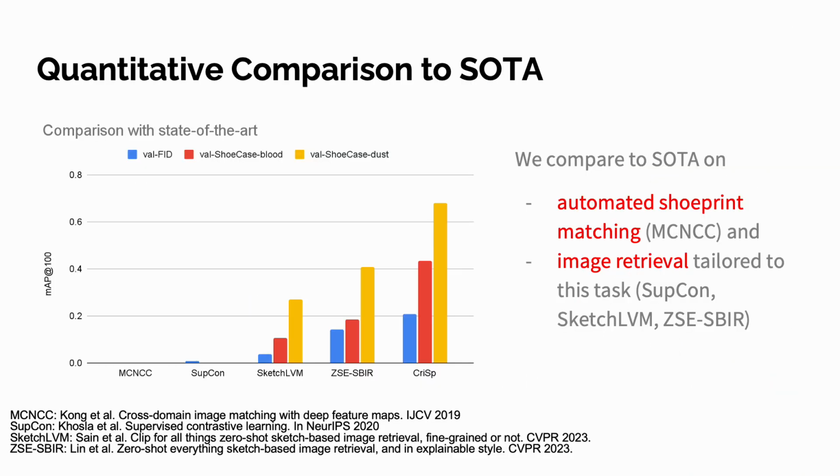We compare CriSp to state-of-the-art methods on automated shoeprint matching and on image retrieval methods tailored to this task. Assuming an investigator would look through the top 100 retrievals, we report the standard ranking metric mean average precision at K, for K equal to 100, or MAP at 100. The MAP at 100 values show that CriSp consistently performs significantly better than related work on both our validation sets, including the blood and dust categories within val-Shoecase.